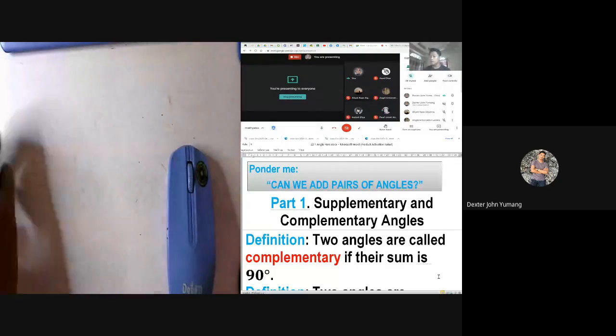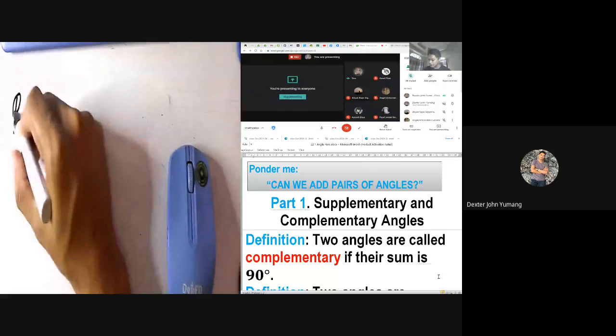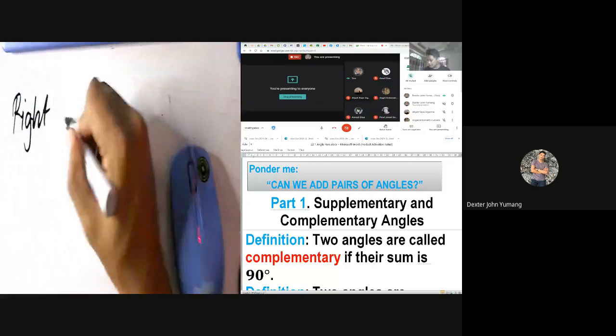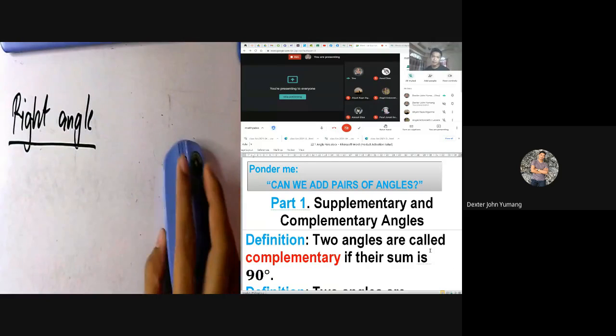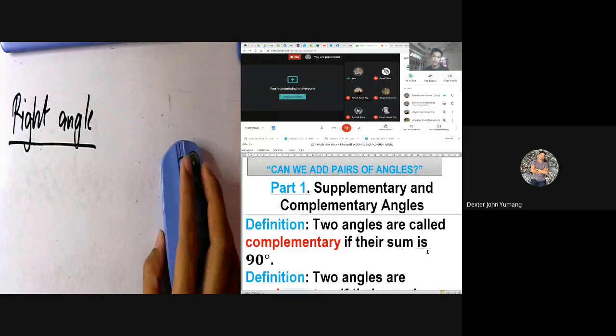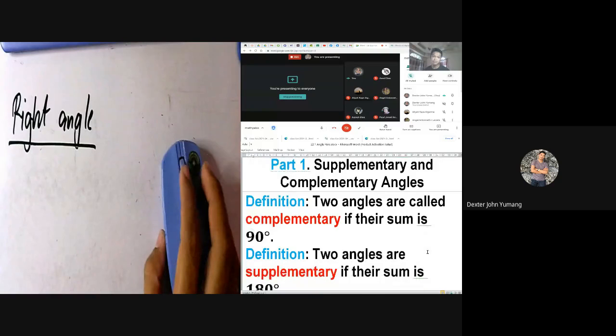In other words, kung 90 degrees siya, matatawag natin siyang right angle. If you could still remember, way back on the lesson in your elementary, the right angle, the acute angle, the obtuse angle, ganun po, di ba? So, ang complementary, pwede natin siyang sabihin that it's a right angle. Okay? So, please copy the definition for the complementary angle.